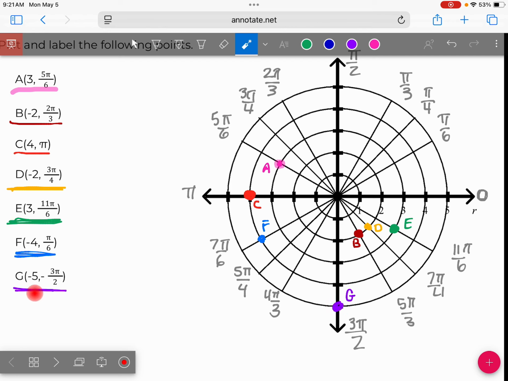So I could write negative 5, negative 3 pi over 2 in a different way. I could say that this was positive 3 pi over 2. And a positive 5. They do the same thing. They get you to the same point.